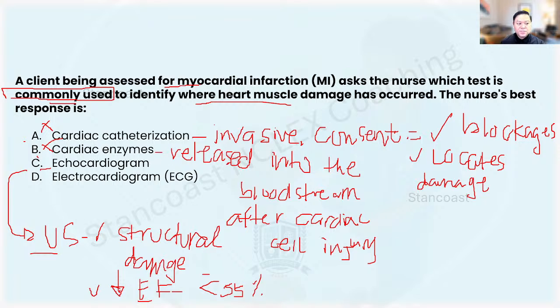Okay, so we are left with letter D, the 12-lead EKG. This is the first and the primary diagnostic test that we can readily use when the patient has an MI. So please take note of the electrocardiogram. This is the most preferred method. It can quickly and accurately determine the location of the myocardial damage.